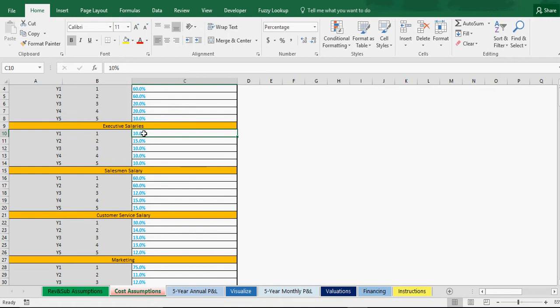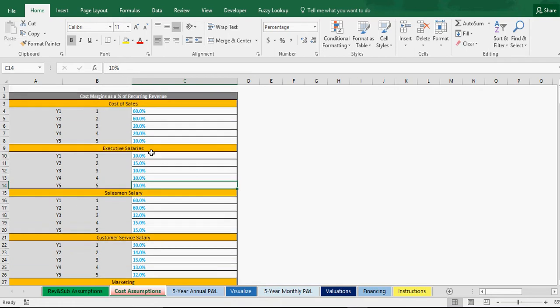So executive salaries, year 1, 2, 3, 4, and 5. So you can just add up all your executives for each year, what you plan on having in there. And this is going to be on a per month basis. So if I had 3 executives paying them $5,000 a month, then in year 1 I would have $15,000 in that box to account for that.